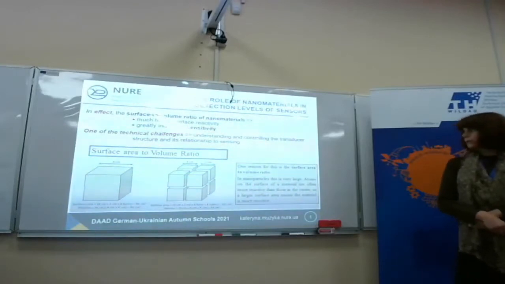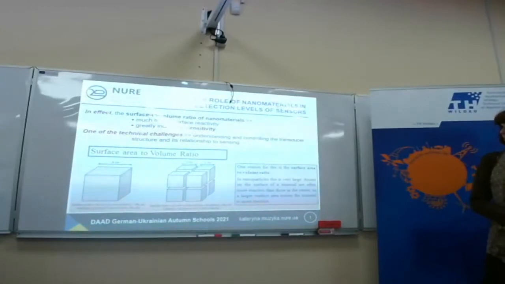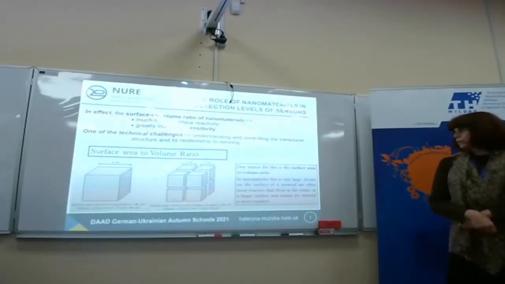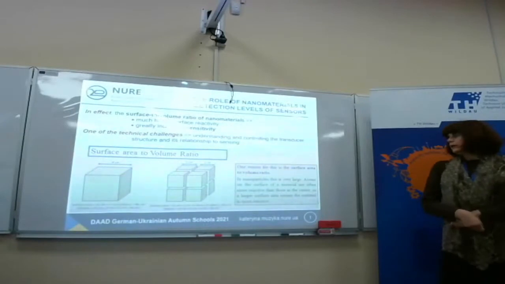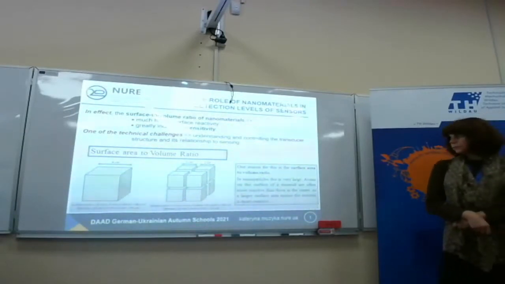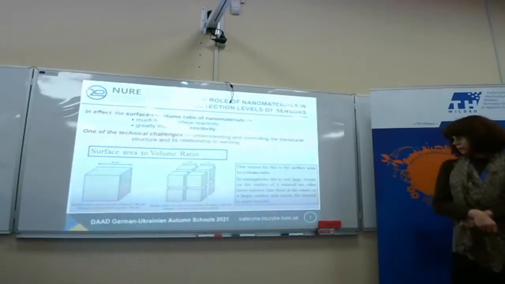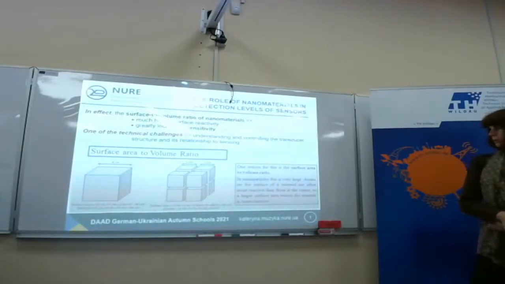And you can see from this picture an example of a cube with a face of 4 centimeters, and the surface area is approximately 96 square centimeters. But if we divide this cube into 4 cubes, the surface area increases from 96 square centimeters to 192 square centimeters.